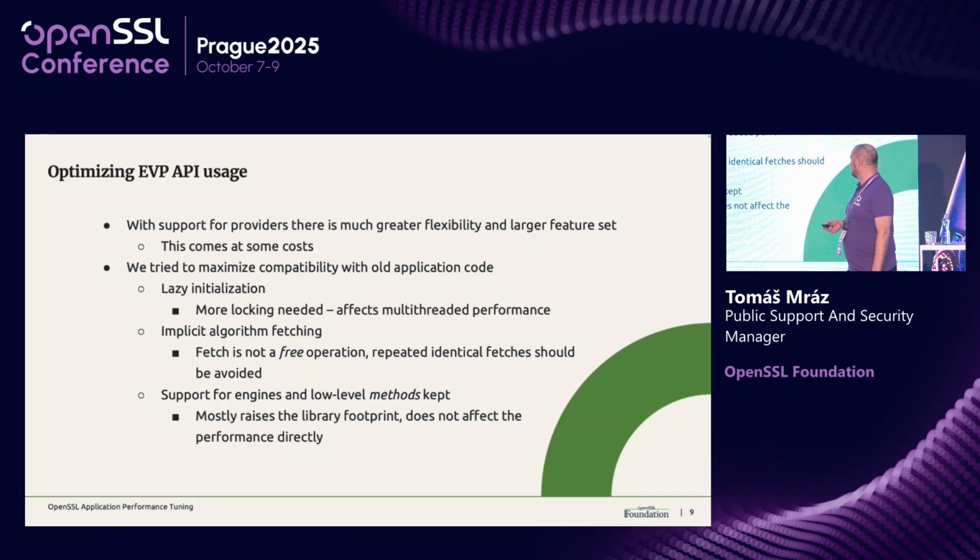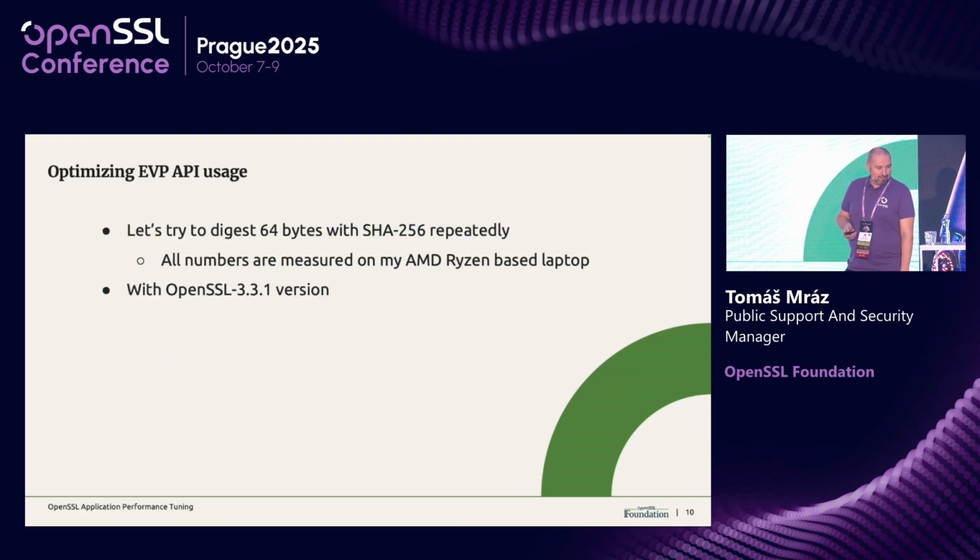So this means that this implicit fetching will mean that there will be repeated identical fetches of algorithms, and that should be avoided if you want maximal performance. We kept support for engines and low-level methods. I don't think that really impacts performance that much, but it raises the library footprint, maintainability, potential for bugs, and so on. So let's look at some measurements.